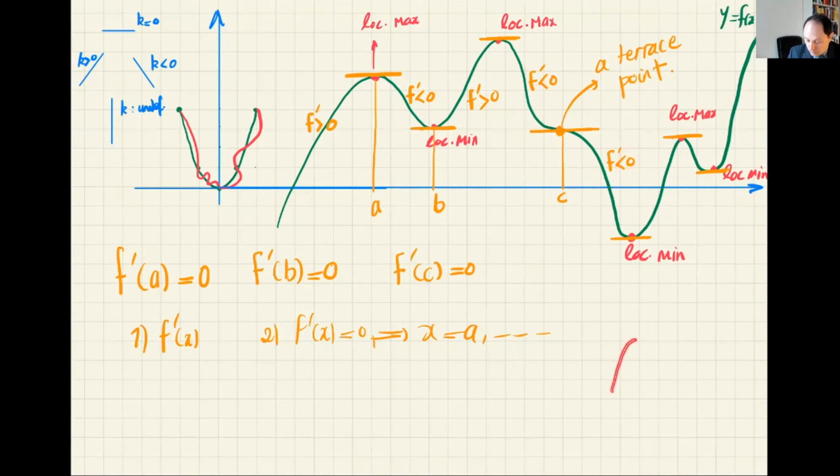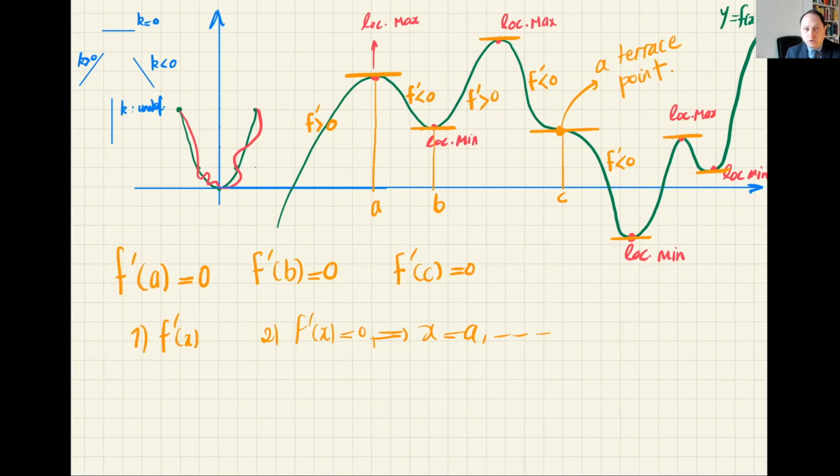For this type of terrace point, if I draw this, the derivative is positive because the function is increasing. After that, the function is also increasing. So the derivative is still positive. Yes? So this is what will help us to specify the local maximum points and minimum points of a function.